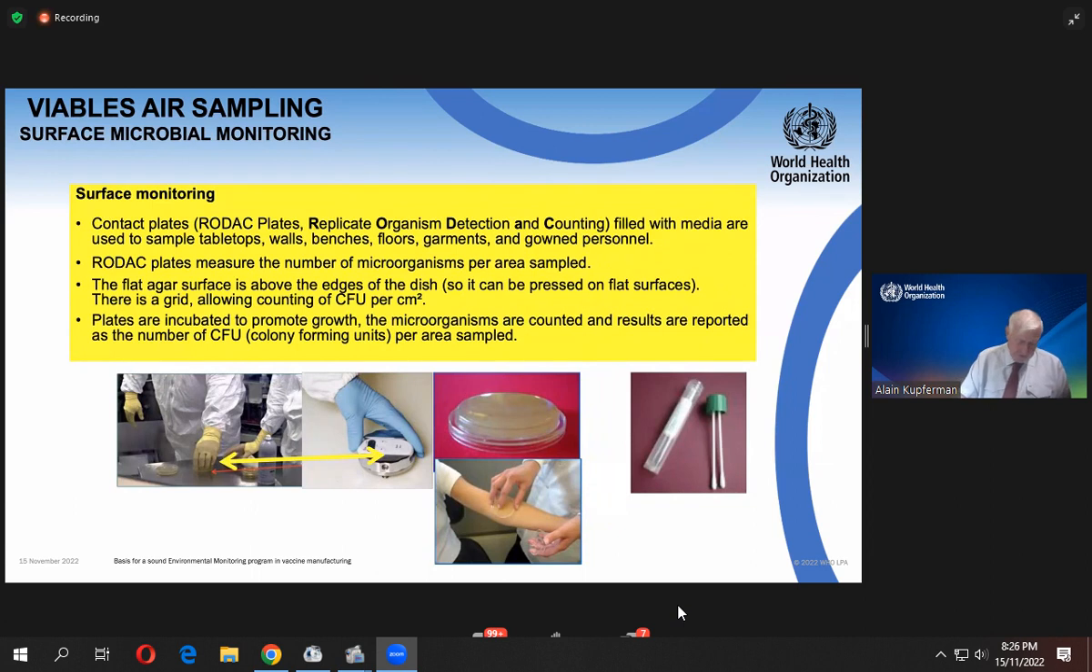Then you have the contact plates, so that is the surface sampling. In fact, again it's a gelatin with media, but it's overflowing, and then you press it on the object, on the surface, you press it on the arm. And you see there are even some instruments so that you apply a constant pressure, because one person may press more or less, and that affects how many microorganisms you capture. So you have special devices that give you a certain determined pressure, so you are always taking the sample with the same pressure.